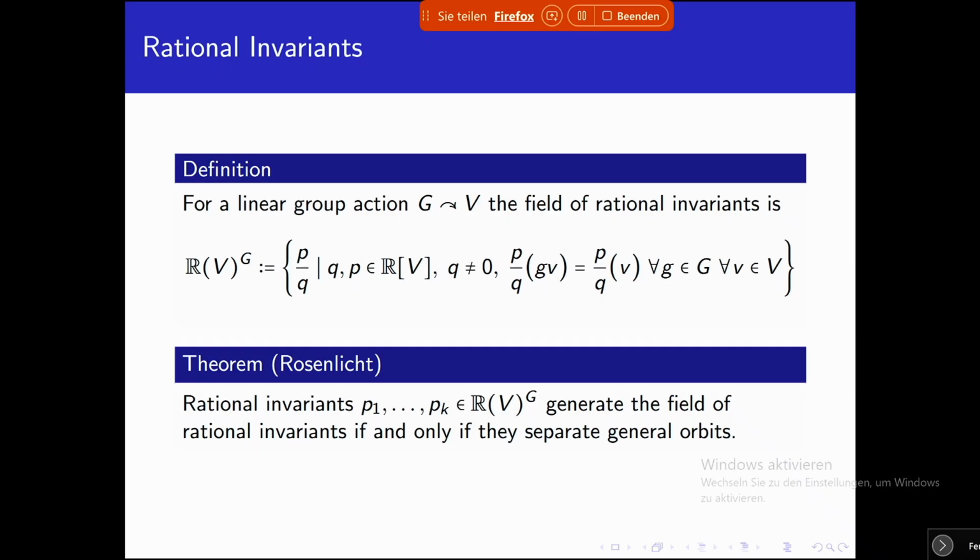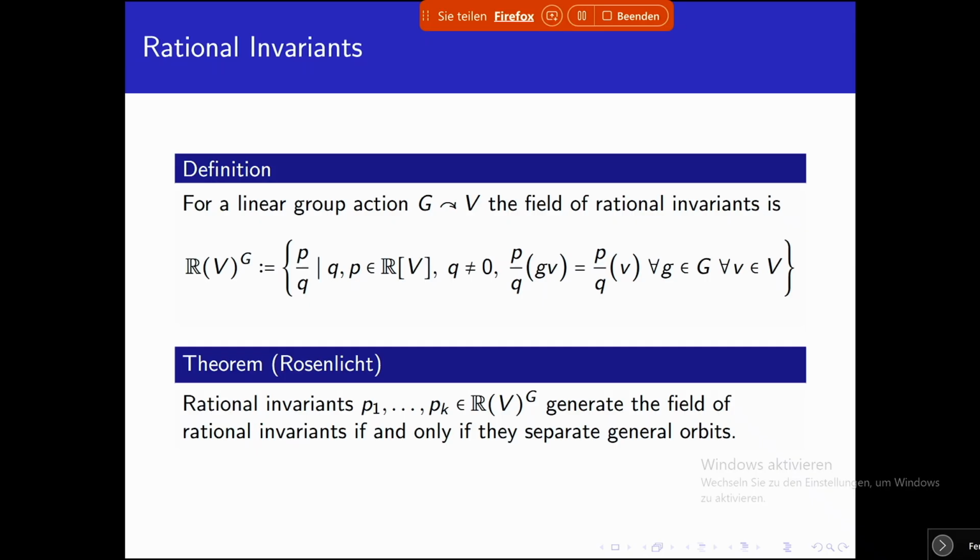Okay, and now for some definitions to kind of formalize this idea. So if we have some linear action on a vector space, the ring of rational invariants is defined as all rational functions which evaluate equally on orbits. Okay, so far so good. And now, why is this useful? Why do we want to understand such a ring? Well, as it turns out, a set of rational functions, so quotients of polynomials, generate this field of rational invariants if and only if they separate general orbits.